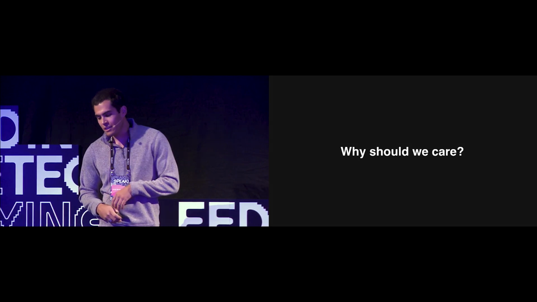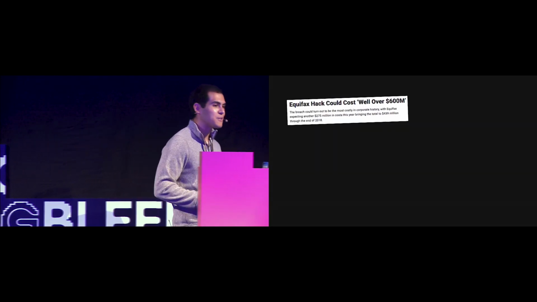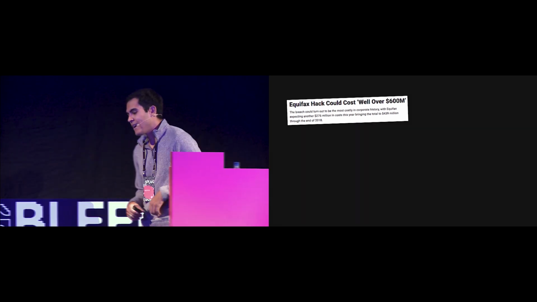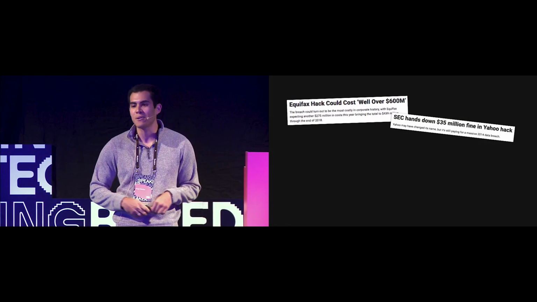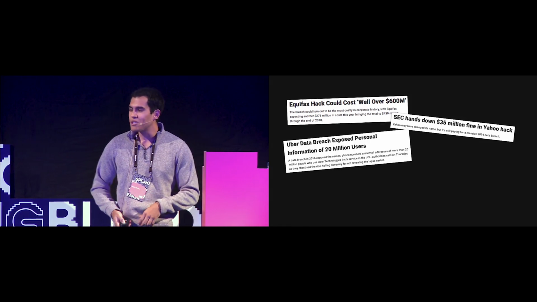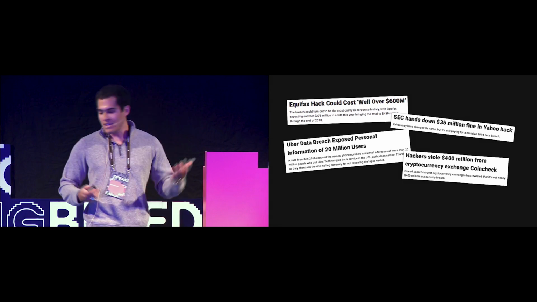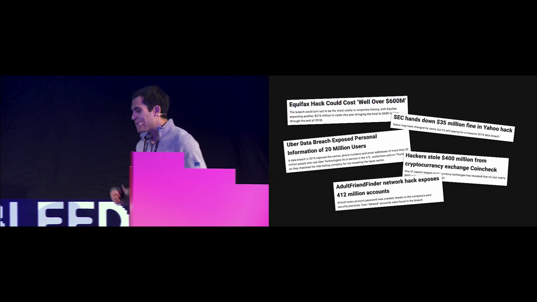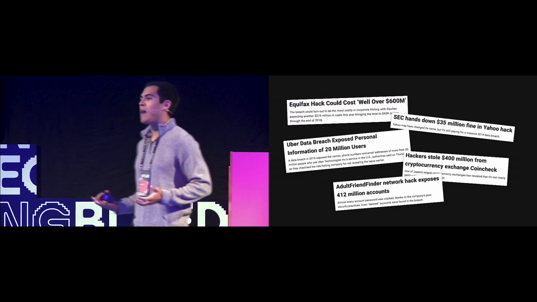You can just read the tabloids, and you can see that Equifax lost $600 million because they had a bug in their program, or Yahoo lost $35 million because they had a bug in their program. All of these people's data was just gone, and cryptocurrency is just gone, and money is just gone, and people's infidelity is exposed, and things of this nature. So clearly, there is a problem.